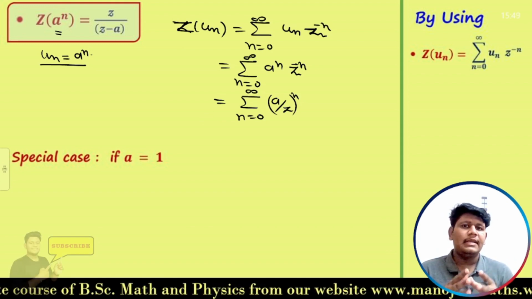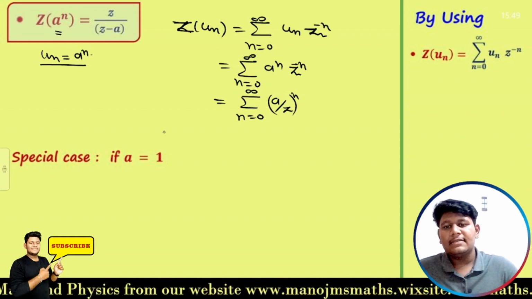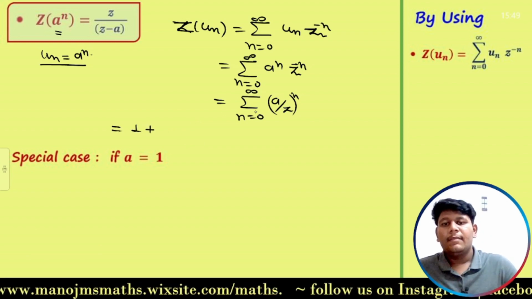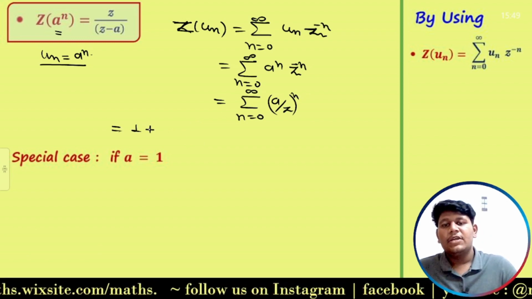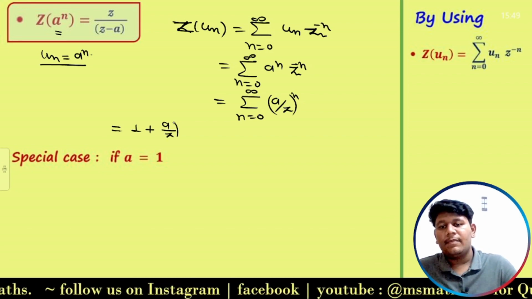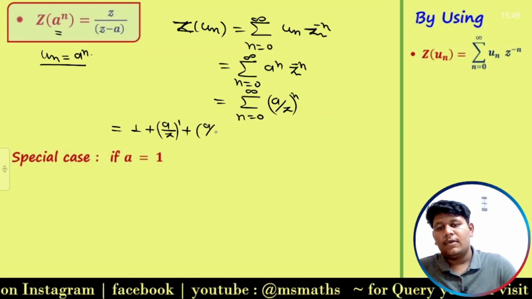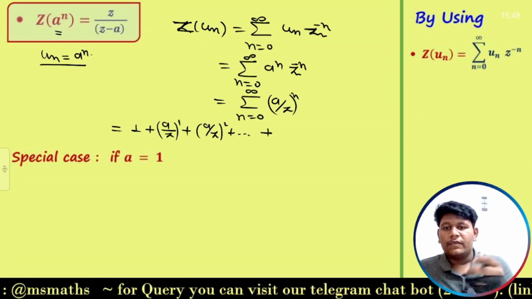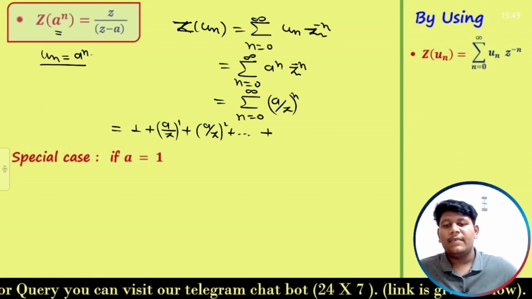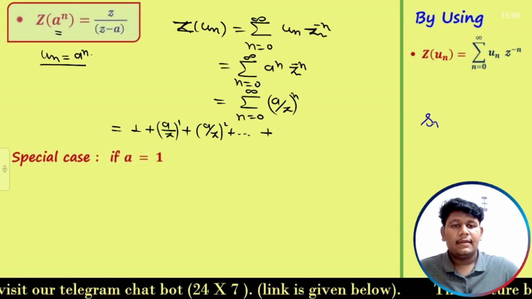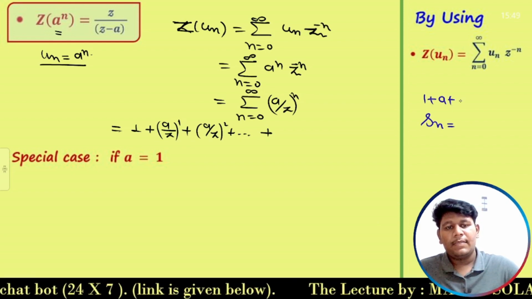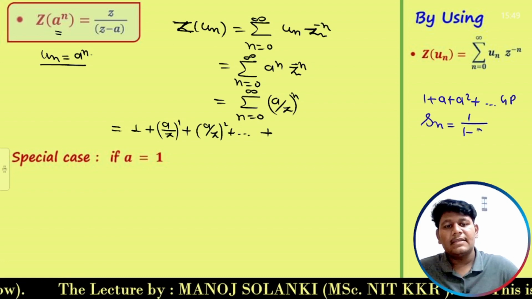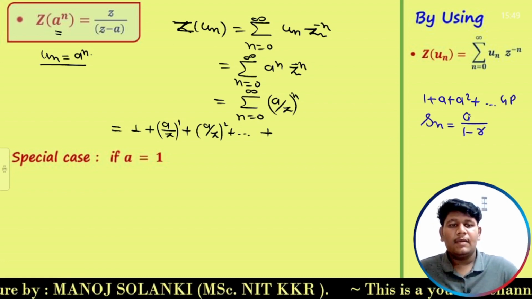Now we can easily expand this series. I am putting 0, it is nothing but 1, plus I am putting 1, a upon z to the power 1, plus a upon z to the power 2. It is nothing but an infinite GP. So what is the value of the infinite GP? The sum of the infinite GP is S = a1 upon 1 minus r, where a1 is the first term.